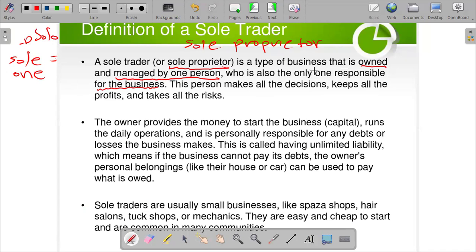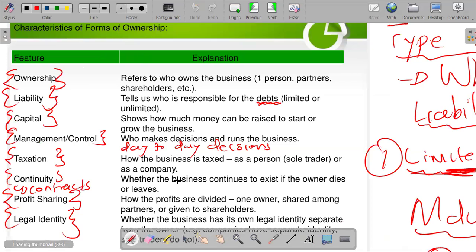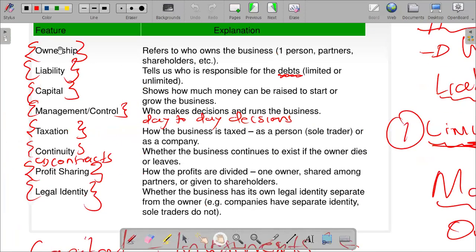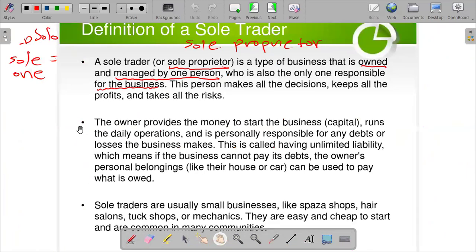So a sole trader is a type of business that is owned and managed by one person, who is also the one and only person responsible for the business. In terms of these characteristics, they will be the only one owning the business. They will be responsible for the liability, capital management, and so forth. We will discuss this further as we move along.